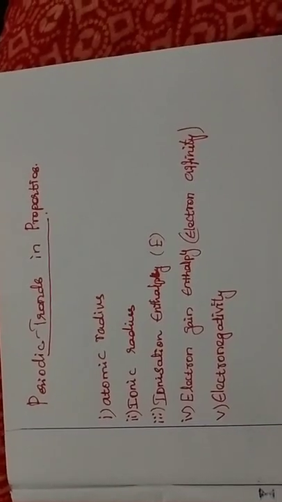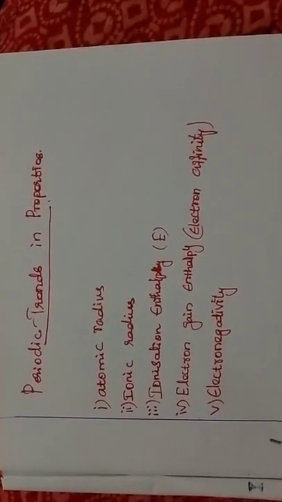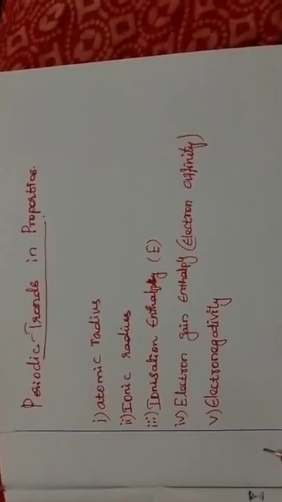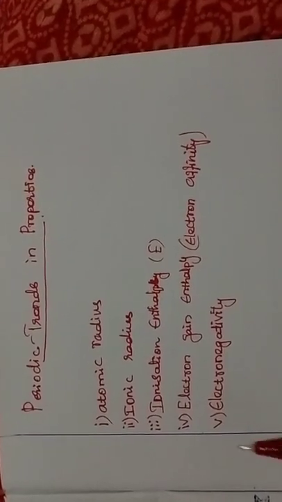Good. So, today's topic we are going to discuss periodic trends in properties. As you already know about the periodic variation in the periodic table by atomic number. So periodic trends are like atomic radius, ionic radius, ionization enthalpy, electron gain enthalpy, and electronegativity. How it's increasing or decreasing in periods or group. We are going to learn from this periodic trends in properties.